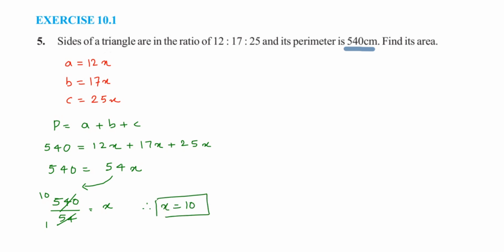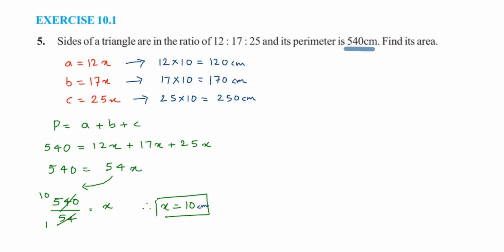Now we'll use this and find all the three sides. So a will be 12 times 10, which is 120, and the units will be centimeters. The x value will be in centimeters because the perimeter 540 is in centimeters. Then b will be 17 times 10, which is 170 centimeters, and c will be 25 times 10, which is 250 centimeters. So we know all the three sides.